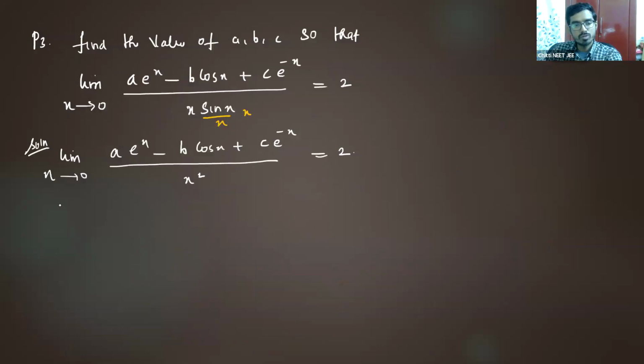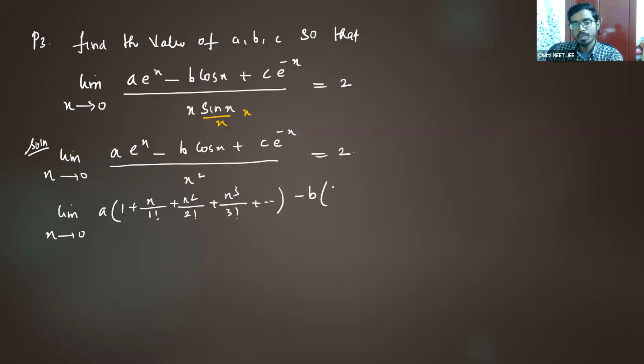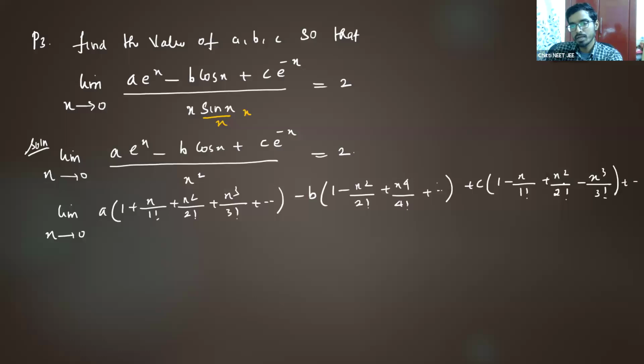So we have the limit as x tends to 0 of a times e^x, which is 1 plus x by 1 factorial, x square by 2 factorial, x cube by 3 factorial and so on, b times cos x, which is 1 minus x square by 2 factorial, x power 4 by 4 factorial and so on, and c times e^(-x), which is 1 minus x by 1 factorial plus x square by 2 factorial minus x cube by 3 factorial and so on, whole divided by x square, and that is equal to 2.